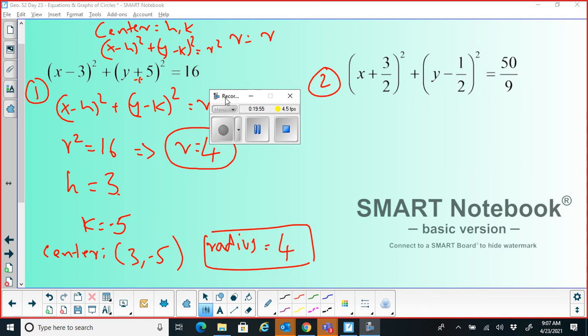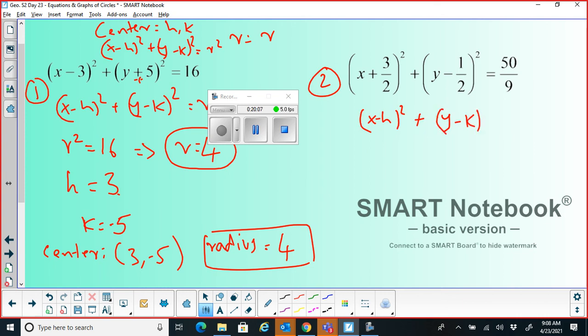Let's see the second problem. Here I have x minus h whole square plus y minus k whole square equals r square.